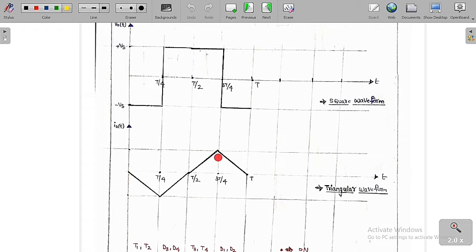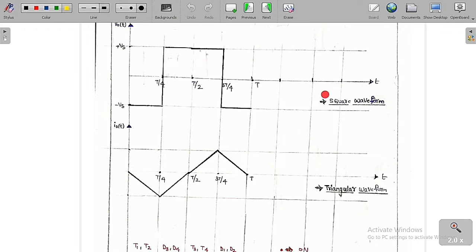Since the current is always positive, it is going to flow through D1 D2. Because of that we get an output voltage of minus Vs. Because of this negative voltage, the current is going to decay, or discharge. So the inductor is going to get discharged in this region.